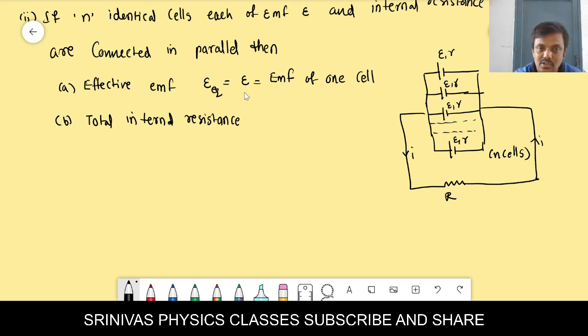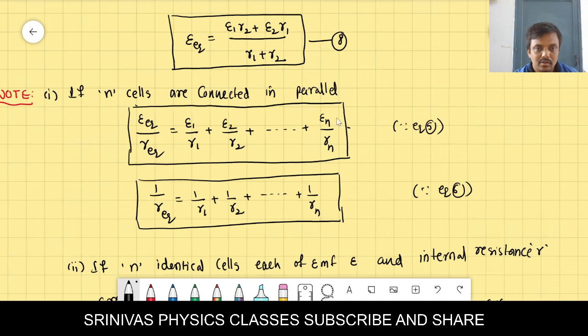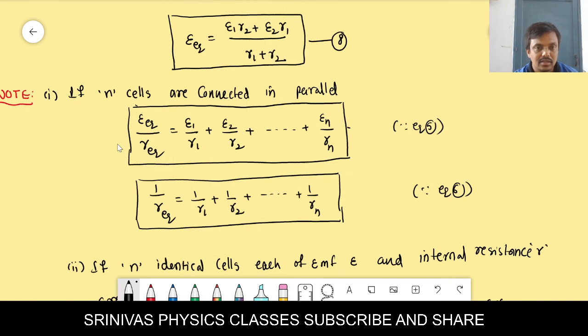From where will you get this? You will use equation 5 to find the E equivalent by substituting the E value and R value. E1 is E, E2 is E, En is E. All are having the same internal resistance. R1 is R, R2 is R, Rn is R. You substitute in this, you will get E only.